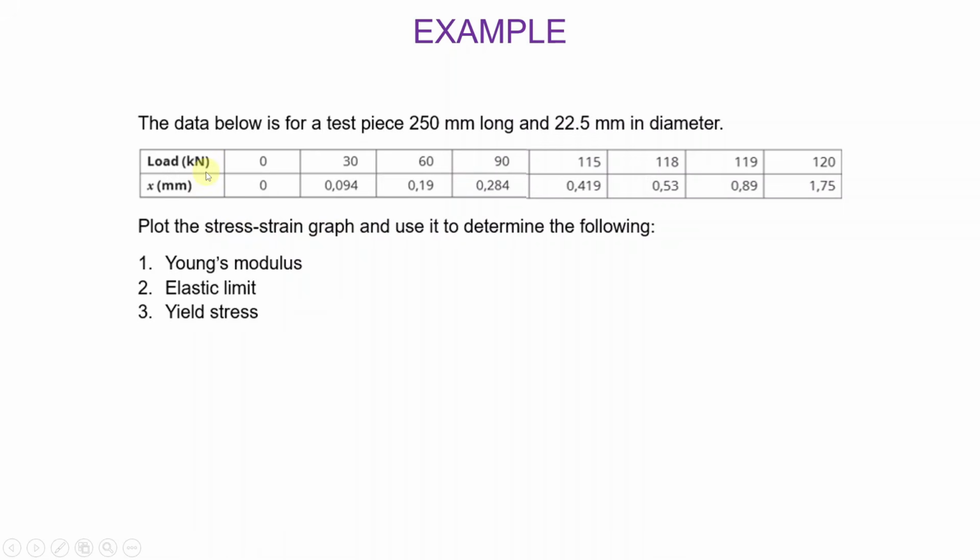So from these loads and these extensions, you need to find the stresses and the strains for each of the columns. Okay, and then you will create a table with stresses and strains, and then now you will plot the graph. And then from the graph, you need to find the Young's modulus, the elastic limit, and the yield stress. So let's go ahead and do that.